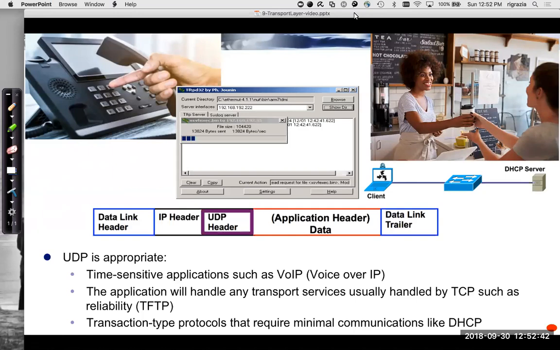Also transaction type protocols that require minimal communications. If it's some sort of communication like DNS or DHCP, where the client just says, I need something, and the server says, here you go, then UDP works great. What happens if the client doesn't get a response? Just asks again, just like asking for coffee. I would like a cup of coffee. Oh, maybe you didn't hear me. I would like a cup of coffee. Oh, here you go.